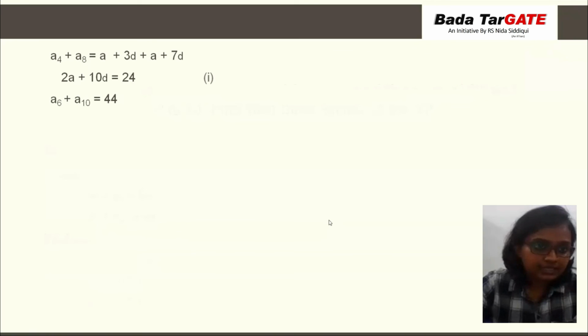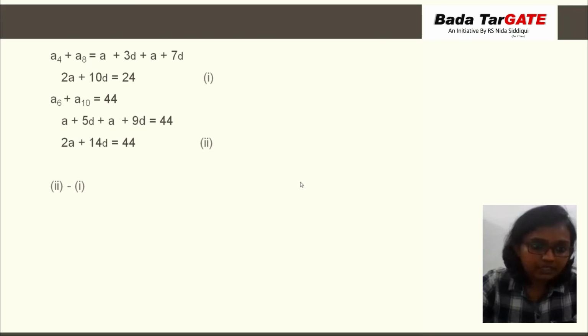And A6 plus A10 is equal to 44. So using the equation An is equal to A plus N minus 1 into D, we know A6 is A plus 5D, plus A10 which is A plus 9D, is equal to 44. This becomes 2A plus 14D is equal to 44.